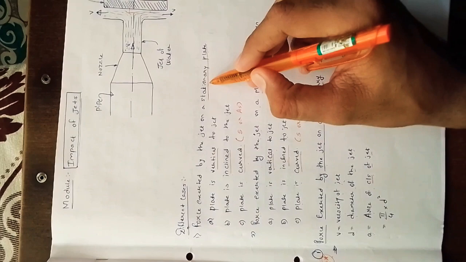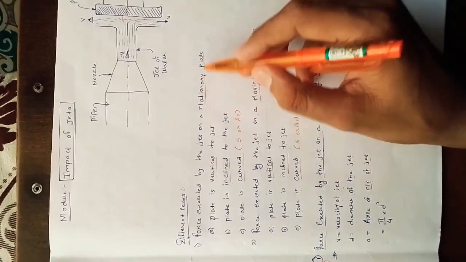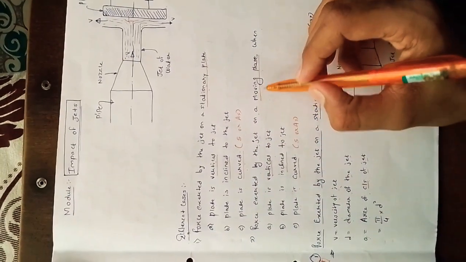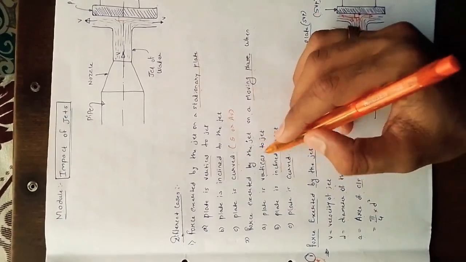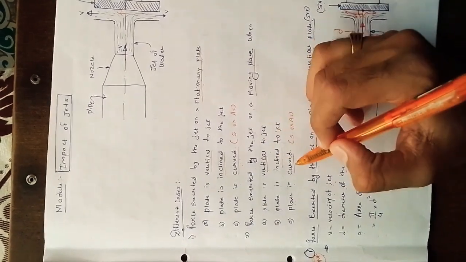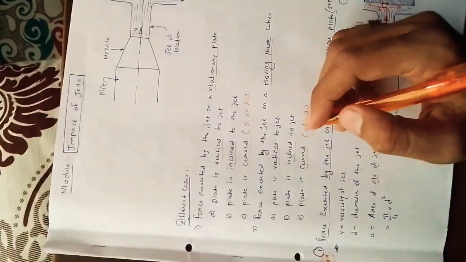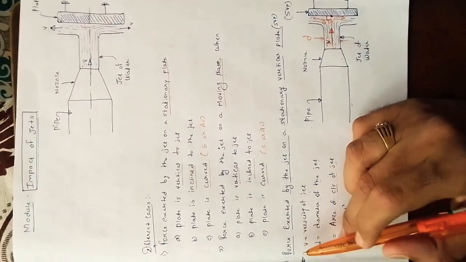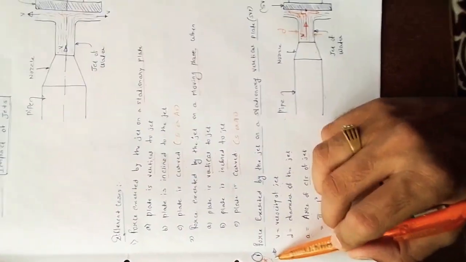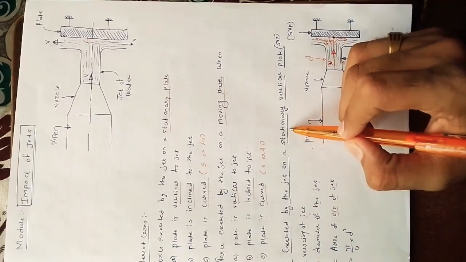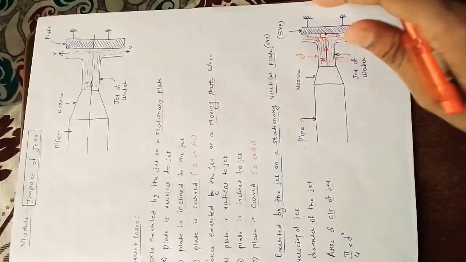Force exerted by the jet on a stationary vertical plate, or a stationary inclined or curved plate, and also on a moving plate having different subcases like vertical, inclined, or curved. And we went to the first derivation, which is very important from the semester aspect. The derivation was force exerted by the jet on the stationary vertical plate.